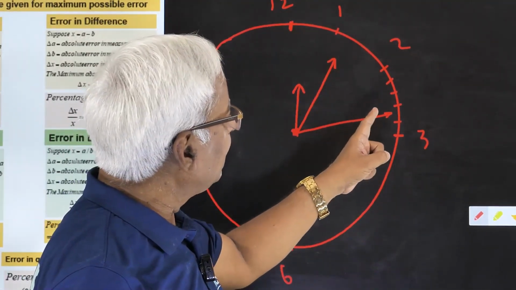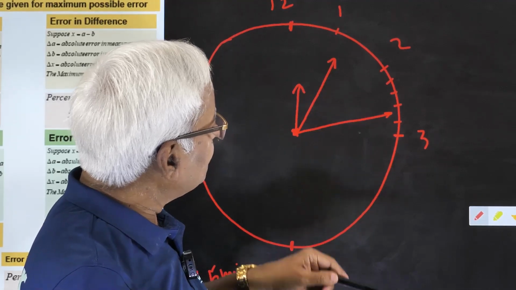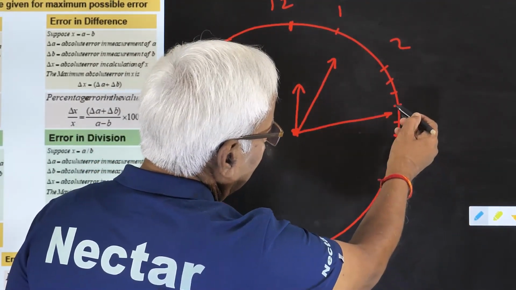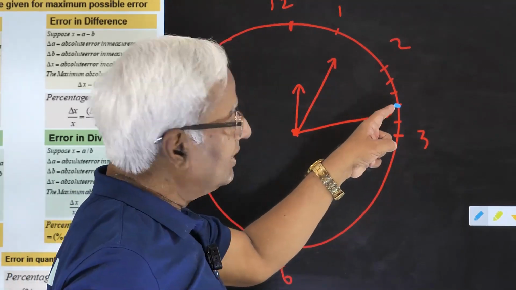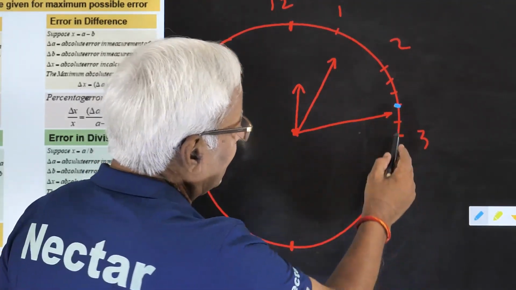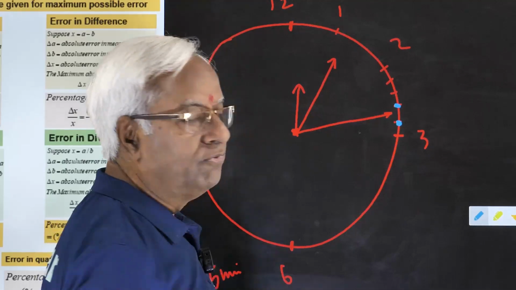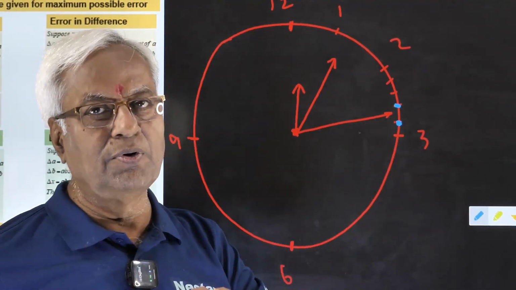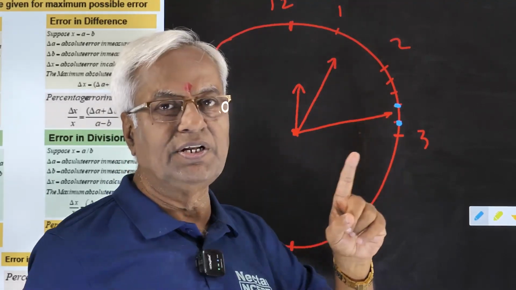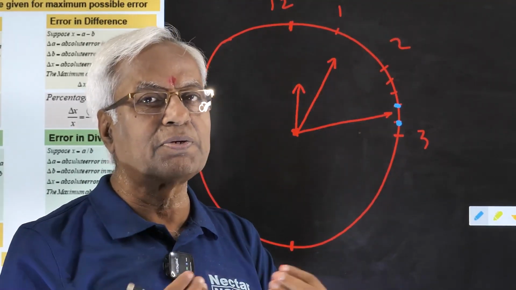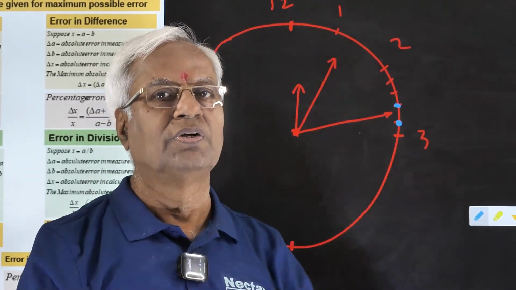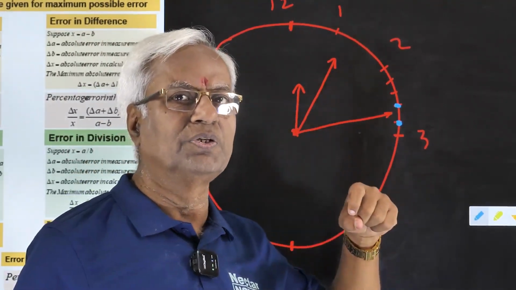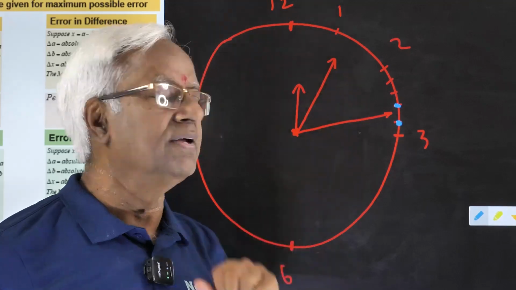So you can read either. You see, the second hand is after this 13 seconds, and before this 14 seconds. If you read 14, you are reading more. If you read 13, you are reading less. And in between, you are not allowed. So this is the situation when you are taking the reading.